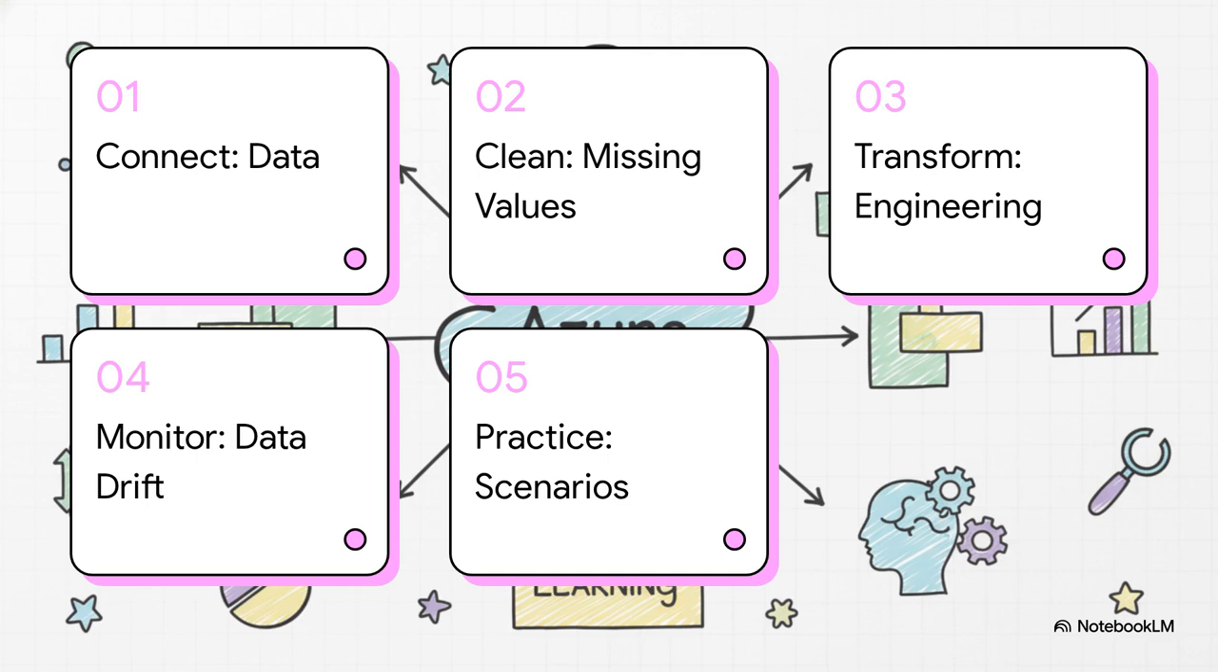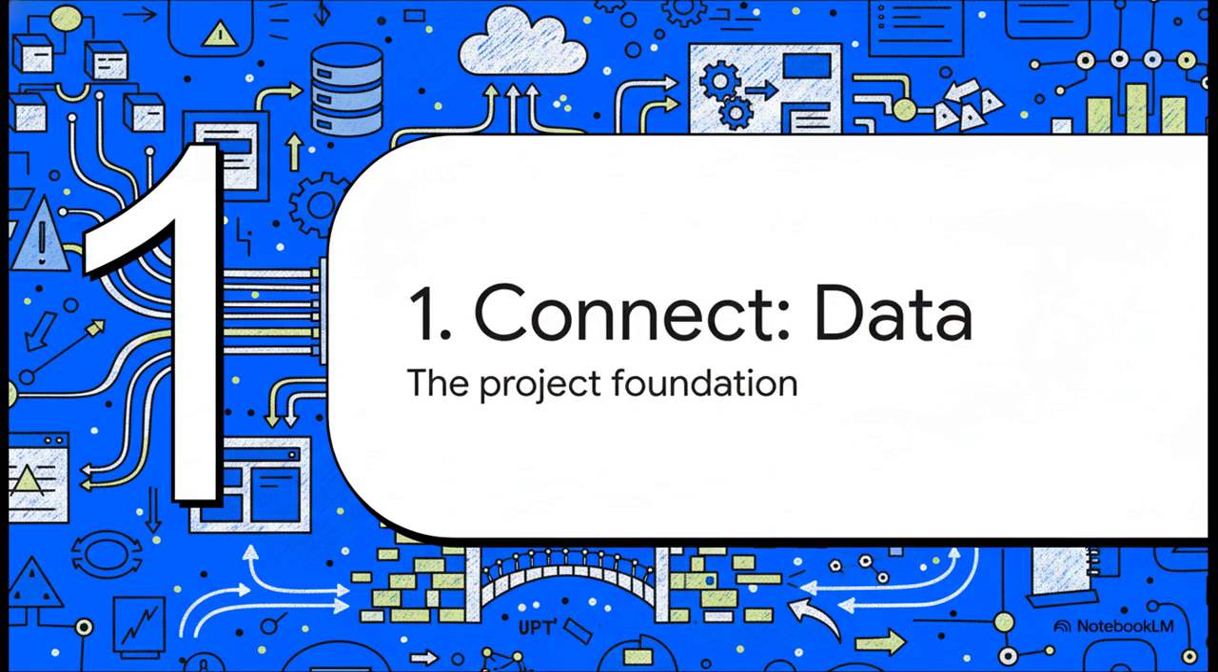Here's our roadmap for today. First, we'll cover how to connect to data with data stores and data sets. Then, we'll jump into cleaning up messy data. After that, we'll transform it with some feature engineering, and finally, learn how to monitor it for data drift. And we'll wrap it all up with some real exam-style questions to make sure all this stuff really sinks in. Okay, let's dive right in.